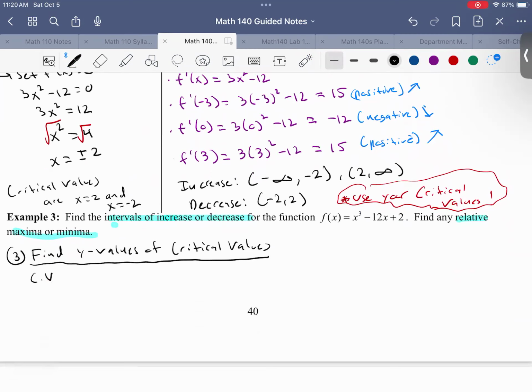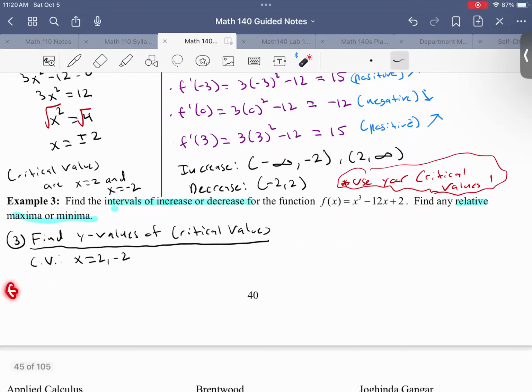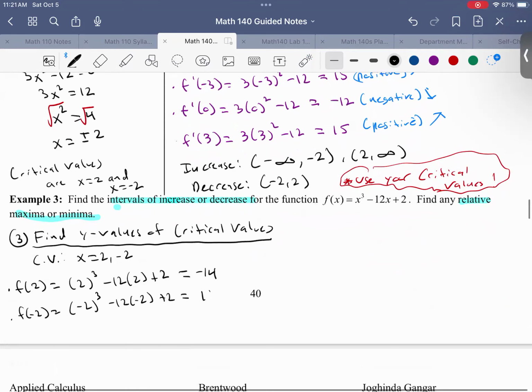Okay, so what I'm going to do is take these critical values, CV, x equals 2 and -2. I'm going to plug these back into our original function to get the actual coordinate point. The function f of x is right here. So I'm just going to plug them into that guy. If I plug in 2, I get 2 cubed minus 12 times 2 plus 2, and I get 8 minus 24 plus 2, so -14. And if I plug -2 in there as well, I'm going to get something different because of odd powers. What I end up with is 18.